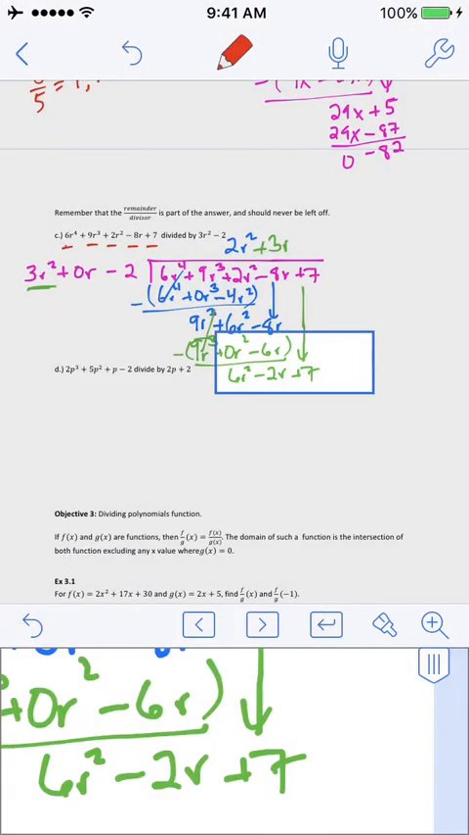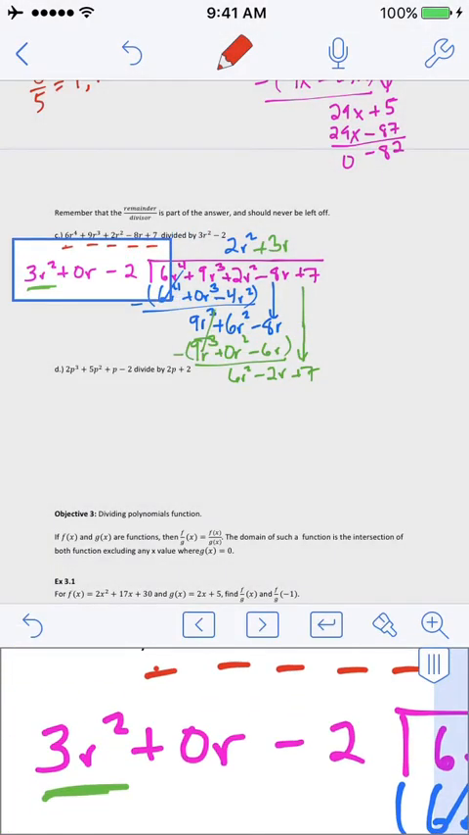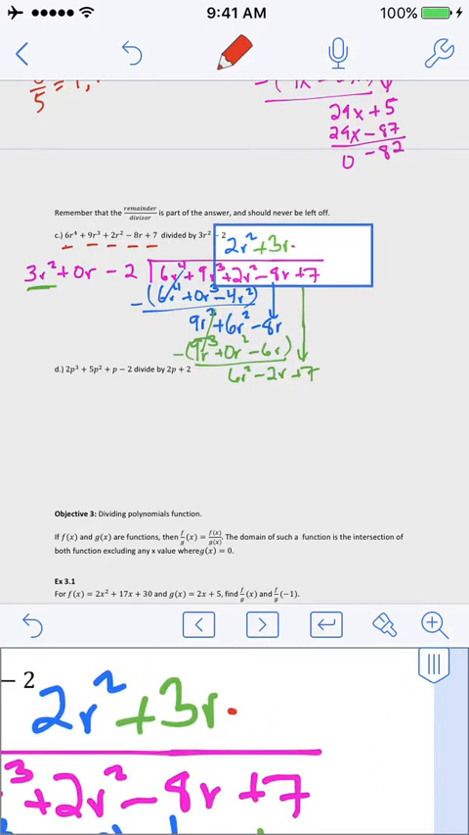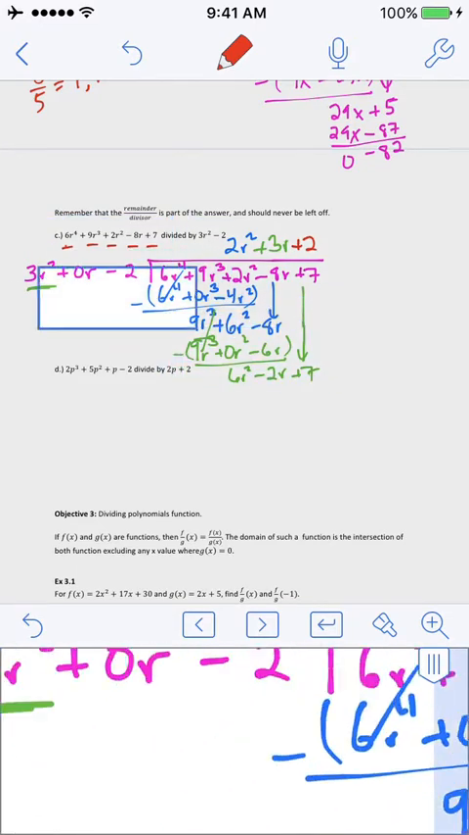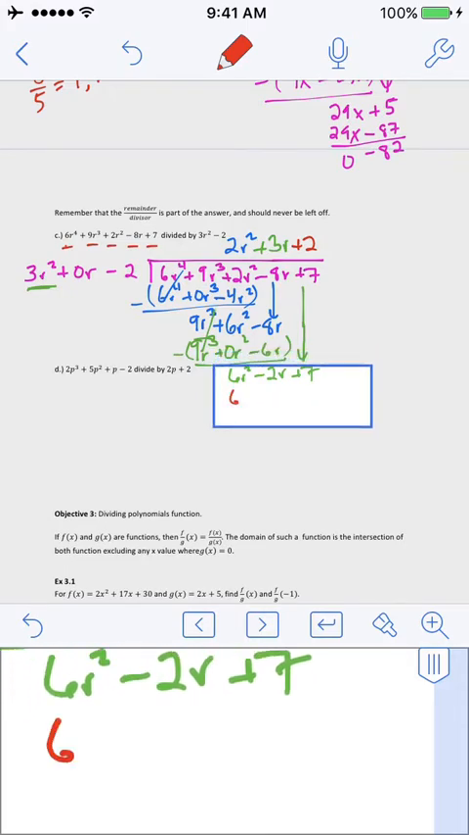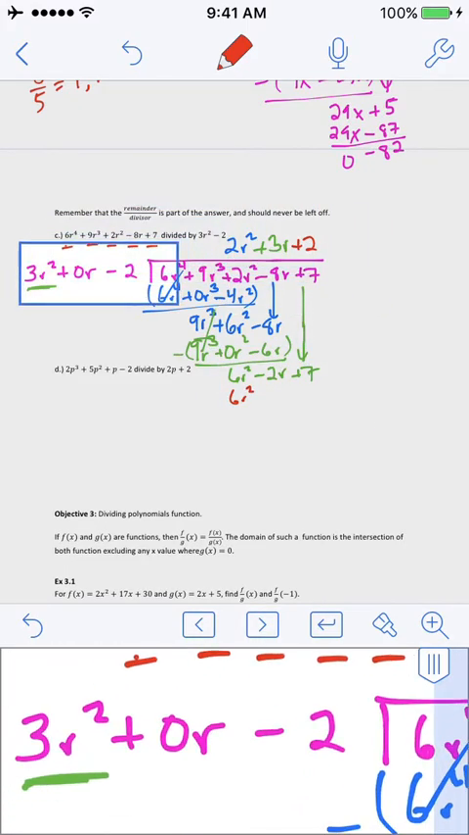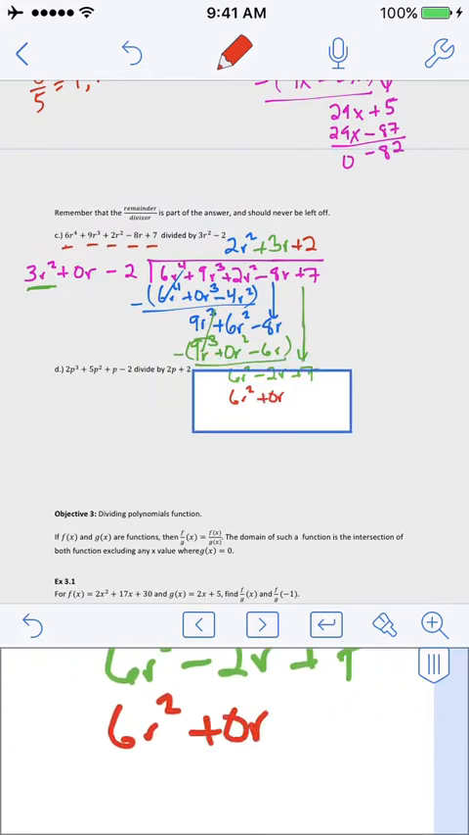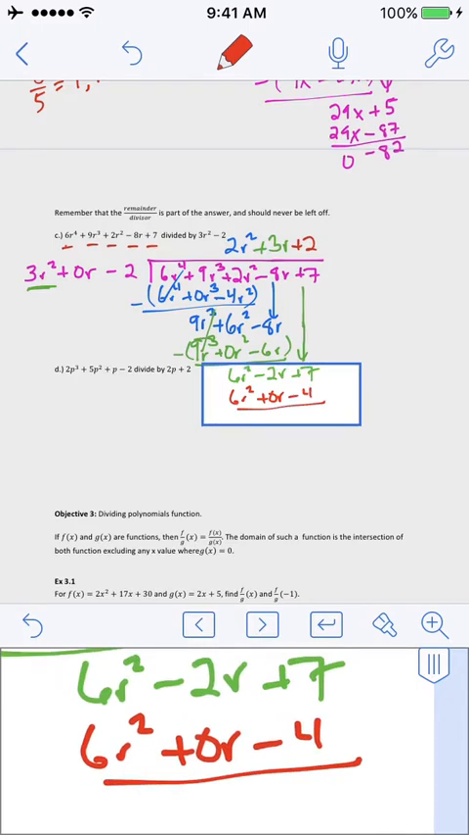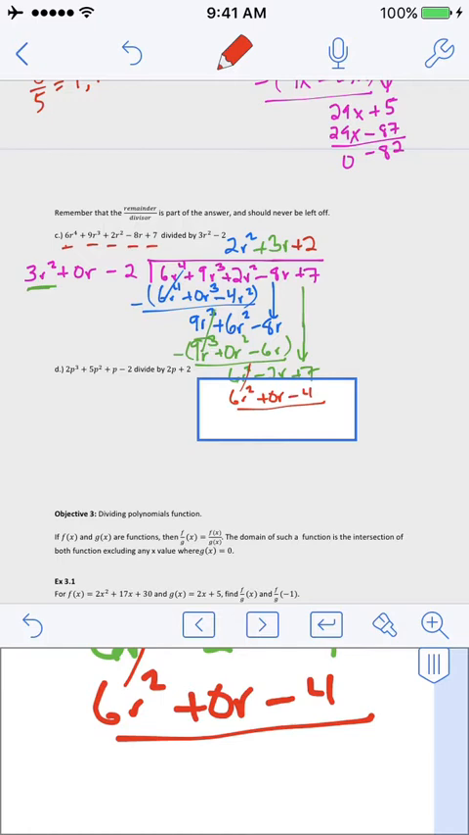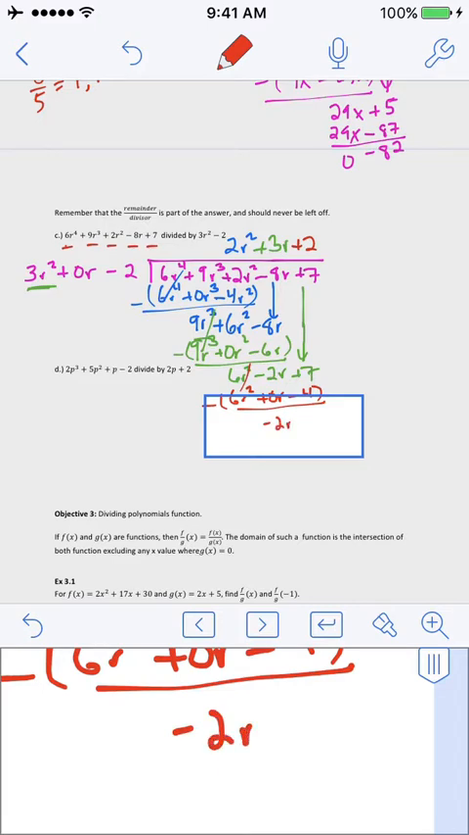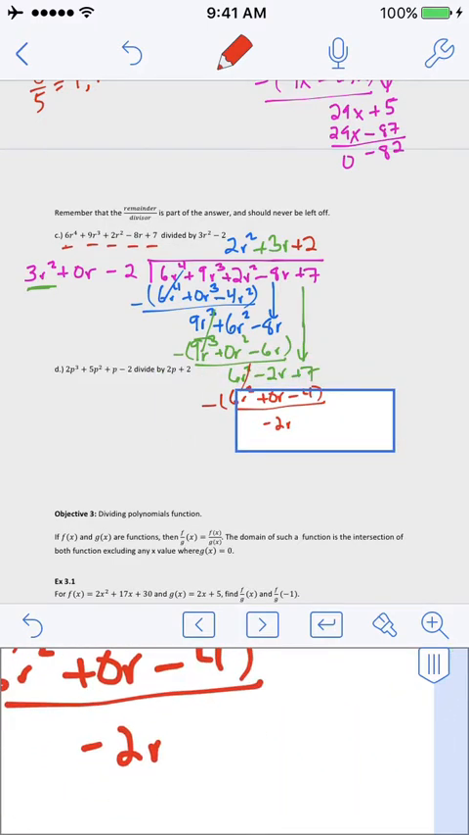Alrighty, so how do you get a 3r squared to a 6r squared? You just need to multiply it by 2, right? It's already got enough r's. 2, but I need the 3 to go to a 6, so I multiply it by 2. Go ahead and multiply that out. You get 6r squared. 2 times 0r is going to be plus 0r. 2 times negative 2 is going to be a negative 4. And we will subtract. The 6's go away. Negative 2 minus 0. I should probably write subtract, so remember we're subtracting. That's just going to be a negative 2r. 7 minus negative 4 is going to be a positive 11.